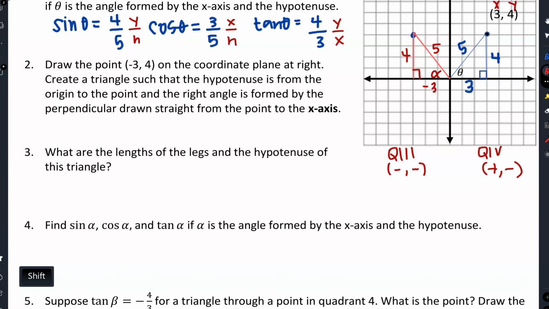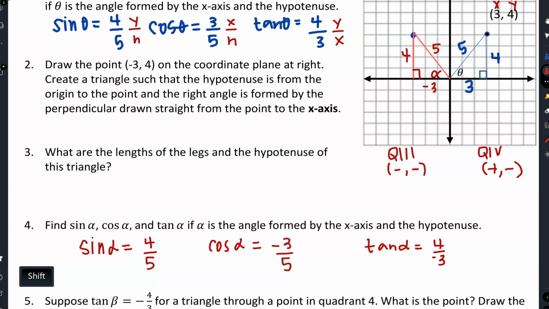If I wanted to find sine of that alpha, it's going to be your opposite, so 4 over your hypotenuse, which is 5. Your cosine of alpha is going to be your adjacent, so -3 over your hypotenuse, which is 5. And then tangent of alpha is going to be your opposite over your adjacent, so this is going to be a negative. So what happened to these ratios? They're the same values except now I've got negatives.